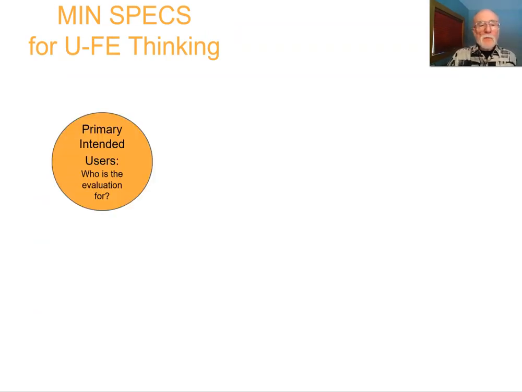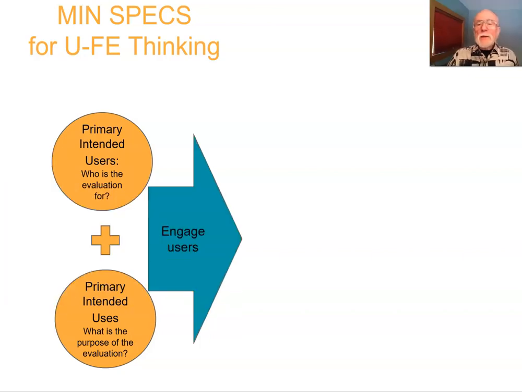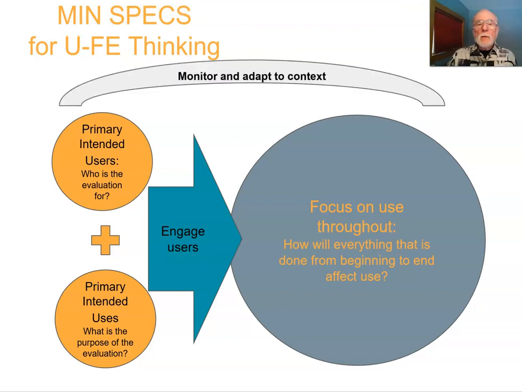You begin with primary intended users. Who is the evaluation for? You work with them around identifying primary intended uses. No evaluation can do everything and look at everything. What's the primary purpose of the evaluation? Then you engage those users, focusing on use throughout. How will everything that is done from beginning to end affect use? And watch for and monitor adaptations needed to context.